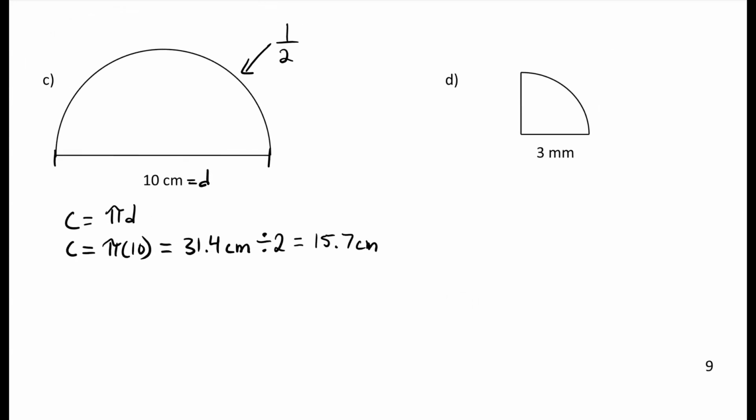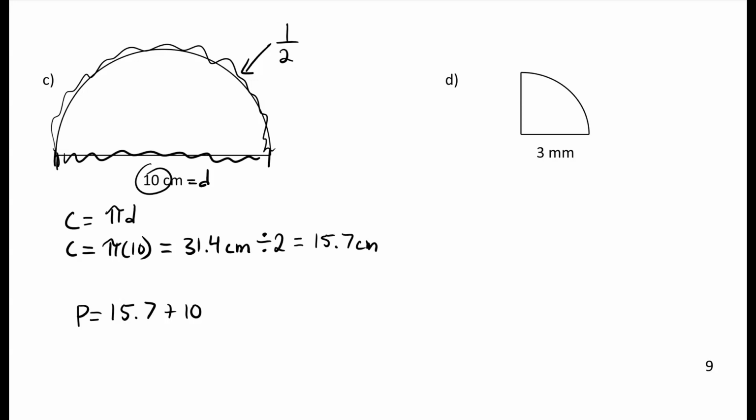Now, the last thing that we need to do for this is that tells us the distance all the way around the outside. We then have to take our perimeter, which is going to be 15.7 plus our 10, because we need to get this distance all the way from here to complete our perimeter. So our perimeter equals 15.7 plus 10, which gives us 25.7 centimeters. Don't just find the arc around the top and not add that other part of it.